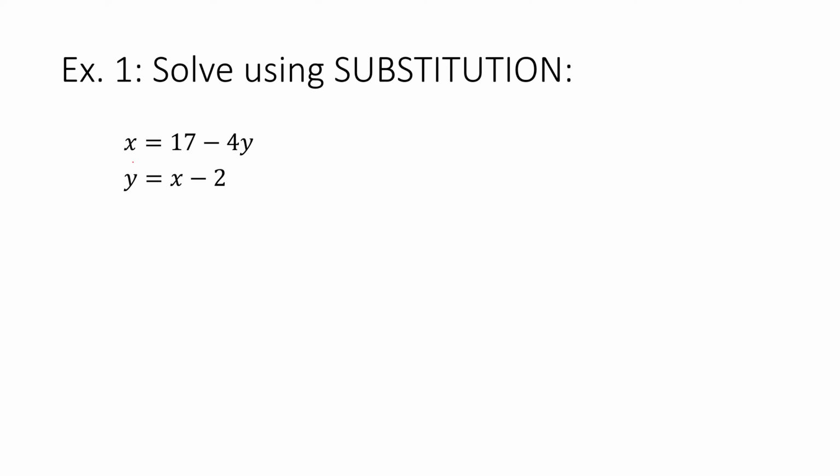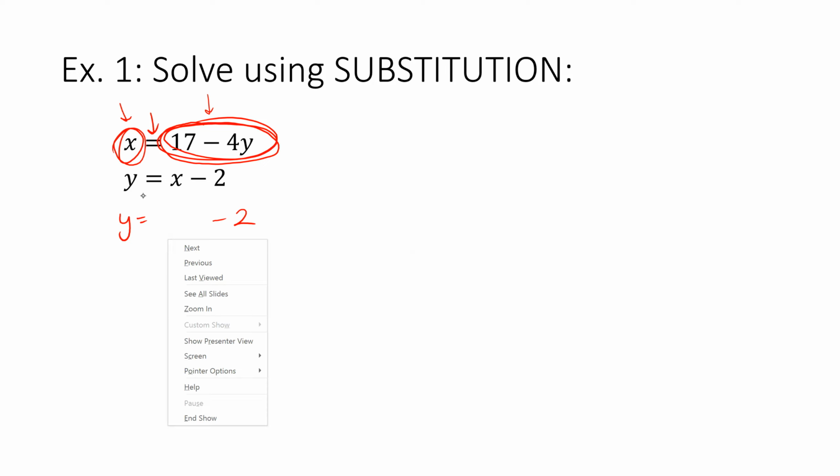That means wherever I see an x, since x is equal to 17 minus 4y, I could just as easily write 17 minus 4y. Therefore, let's look at the second equation. I could write it as y equals x minus 2, or since x is equal to 17 minus 4y, I could take out the x and I could put in literally 17 minus 4y.